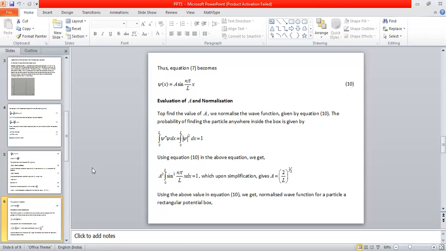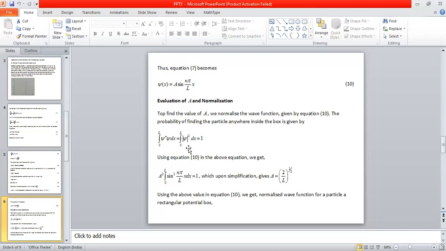So the normalization says that, since a particle can exist within the two walls, the two boundaries of the potential box, the particle has to exist anywhere inside the box. It cannot exist outside the box, but it has to exist somewhere inside the box. Therefore the total probability of finding the particle anywhere inside the box is 1, and mathematically that condition is: integral 0 to L of psi star psi dx, which is also equal to integral 0 to L of modulus of psi squared dx, must be equal to 1.